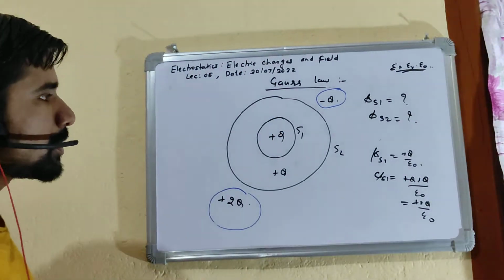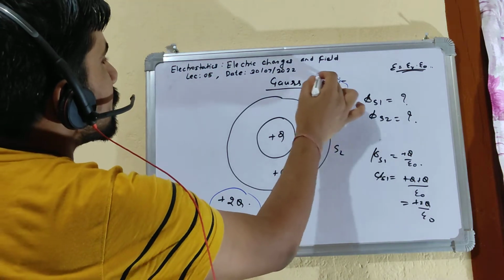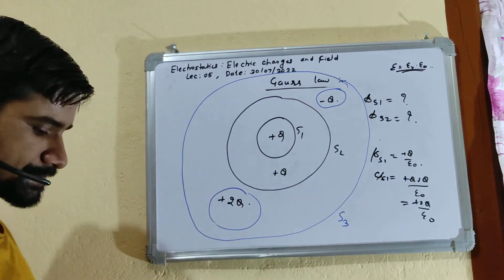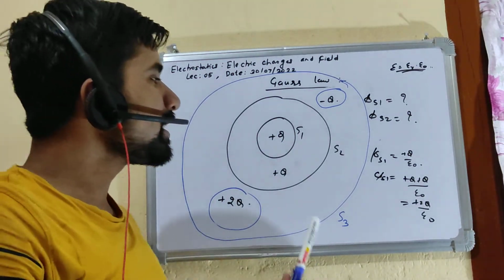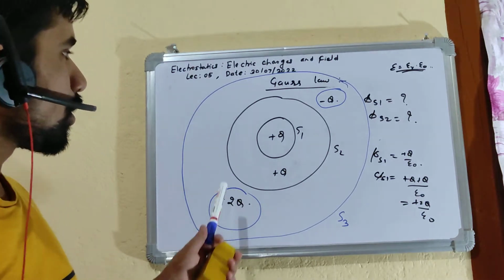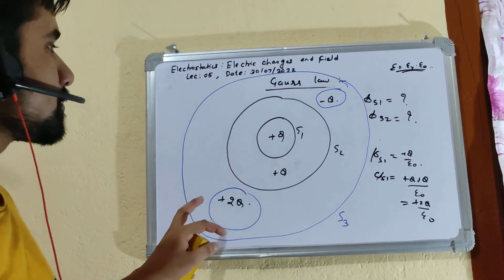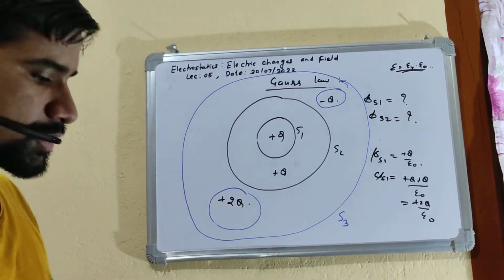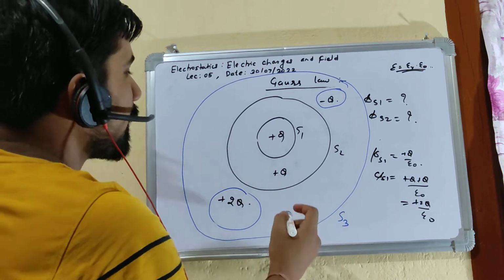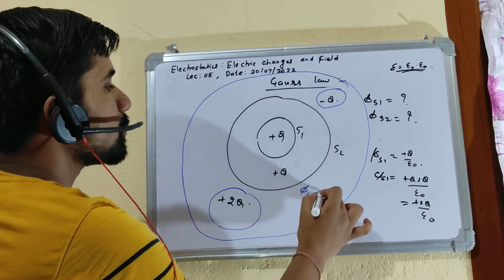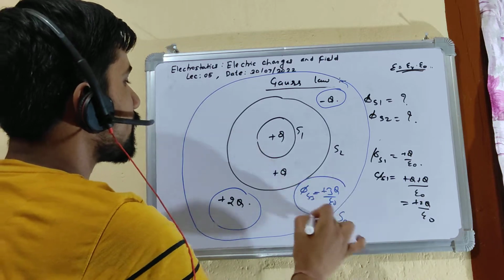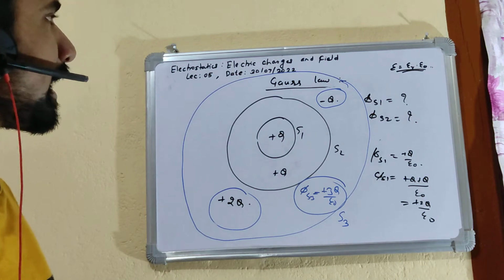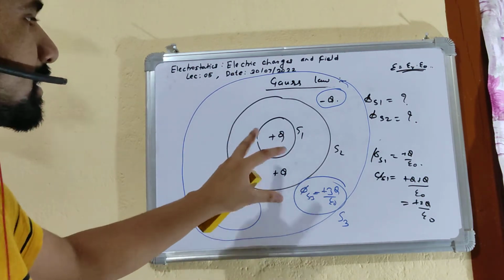But what happens if I take one more sphere? Let's say I take one more sphere here and name it S3. Now what is the flux through S3? What is the amount of charge S3 is enclosing? It is plus 2q plus q plus q minus q, hence plus 3q. So phi through S3 will be nothing but plus 3q by epsilon naught. Very clear?